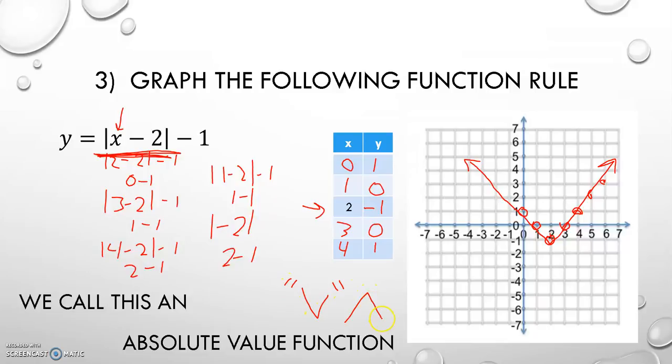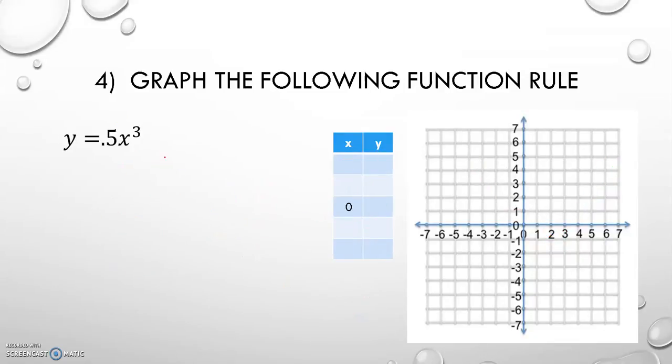Now, sometimes that V will be upside down. It'll look more like an A. But whenever we have a graph that looks like that, or a function rule that looks like that, the graph will be in the shape of a V. So we've had so far linear functions, quadratic functions, absolute value functions. Now we're going to take a look at this type of function.